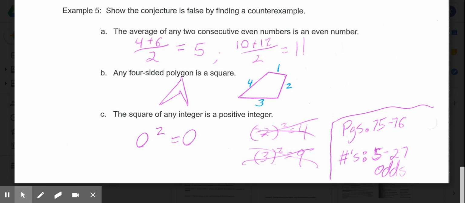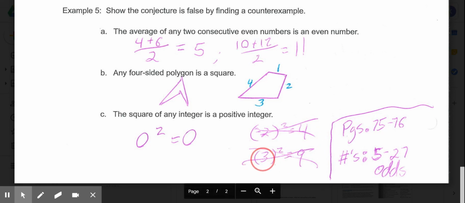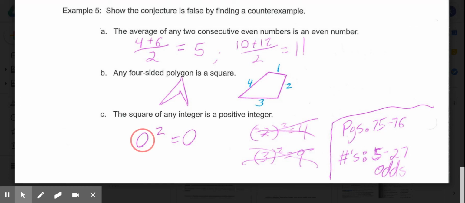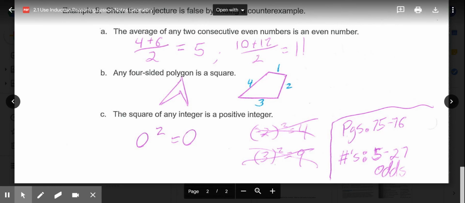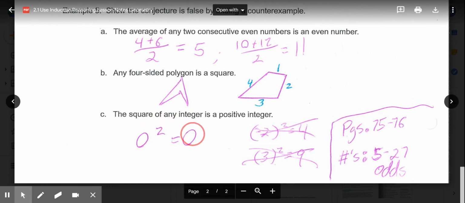And then in C, it says the square of any integer is a positive integer. Well, we know any negative squared is always a positive. We also know any positive squared is also a positive. So far it sounds like this conjecture is true. Except 0 is an integer. 0 is neither positive or negative. So when we do 0 squared, we end up with 0. So our counterexample to this statement, the square of any integer is a positive integer, is false because 0 squared is 0.